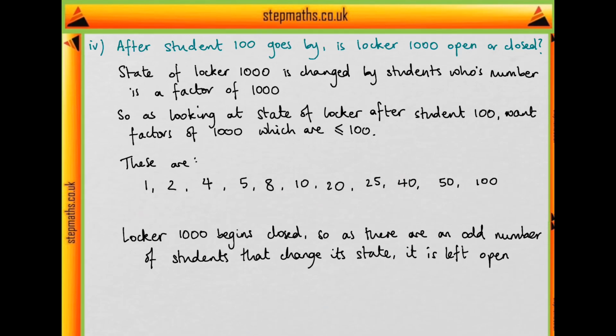So again, because locker 1000 starts off being closed, and there are an odd number of students that come along and change its state, then it's going to be left open by the last student, i.e. student 100. And if you wanted to work out what each student did again, we see that student 1 comes along and opens the locker, student 2 comes along and closes it, student 4 opens it again, until all the way at the end student 100 leaves it open.